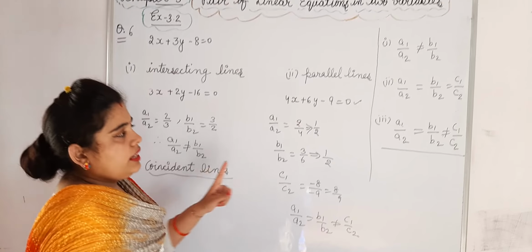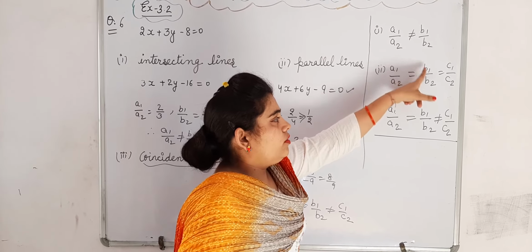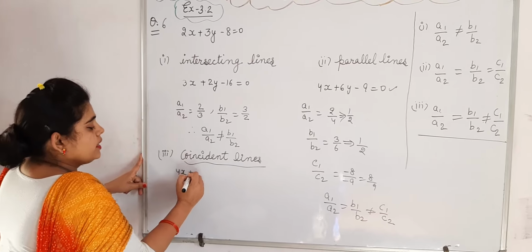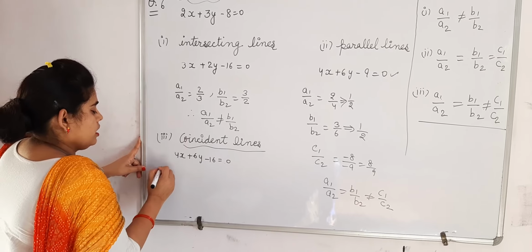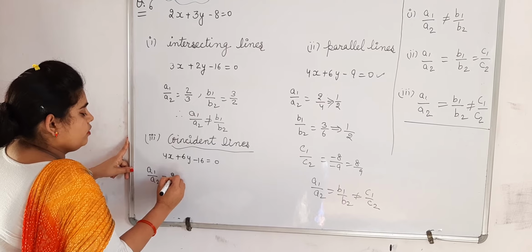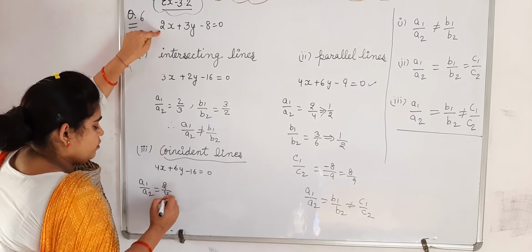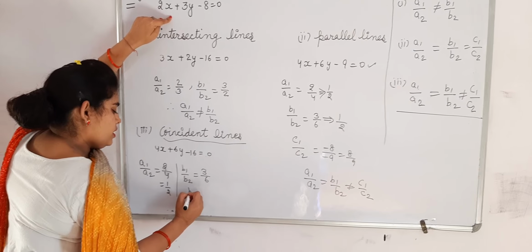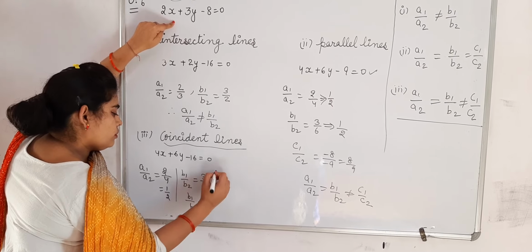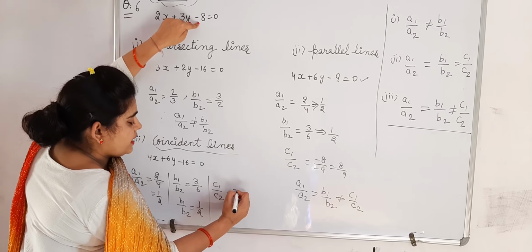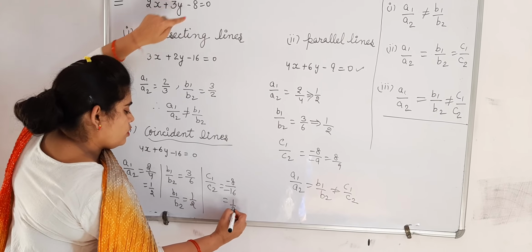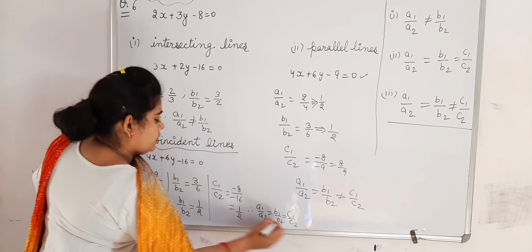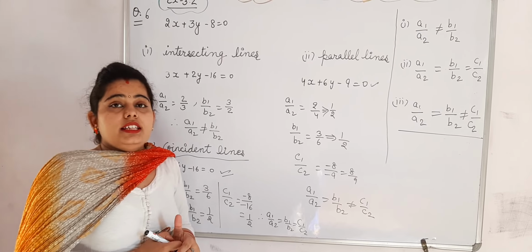For coincident lines, what is the given condition? a1 by a2 should equal to b1 by b2 is equal to c1 by c2. Then for this case, 4x plus 6y minus 16 we can take. a1 by a2 is equal to 2 by 4 means 1 by 2. b1 by b2, 3 by 6, will equal to 1 by 2. c1 by c2, minus 8 by minus 16 means 1 by 2. So a1 by a2 is equal to b1 by b2 is equal to c1 by c2. This is the equation for coincident lines. This is our sixth question.